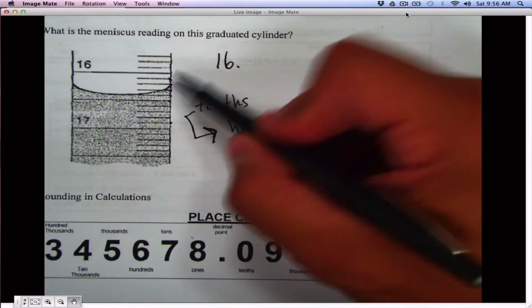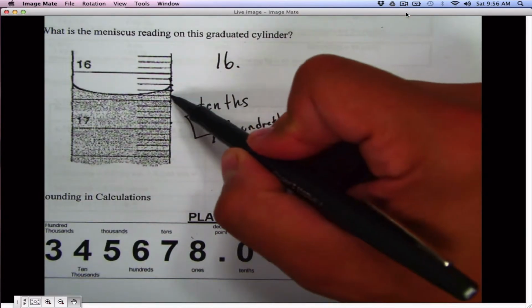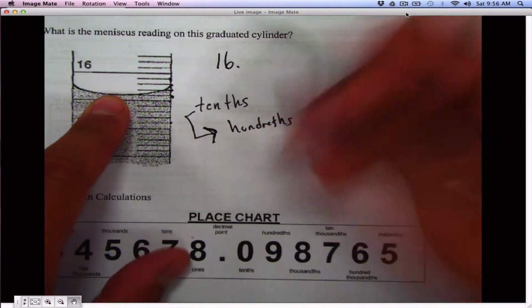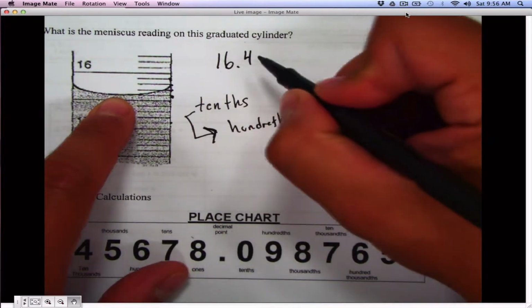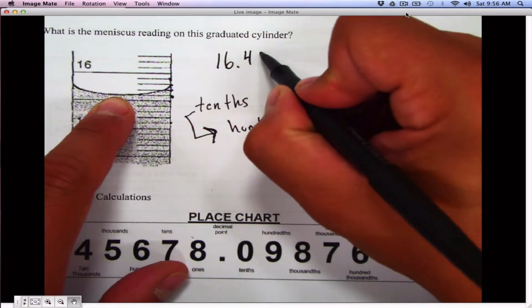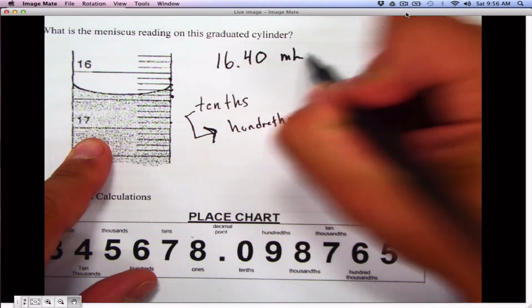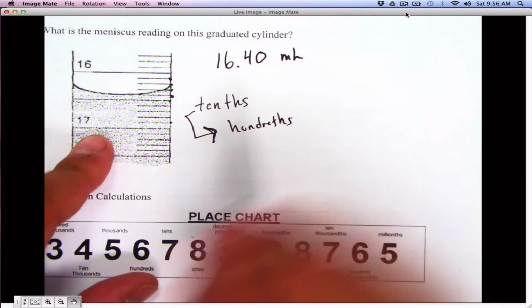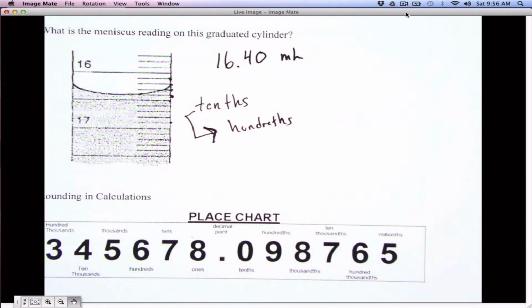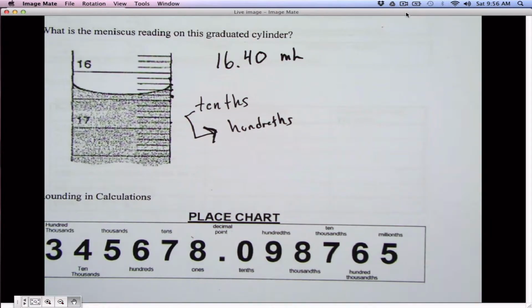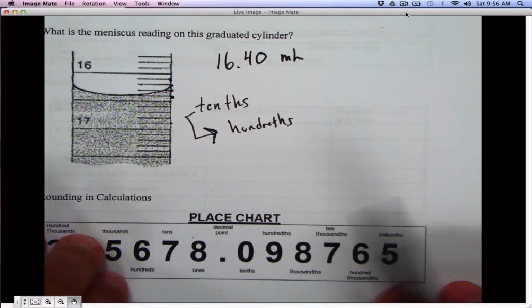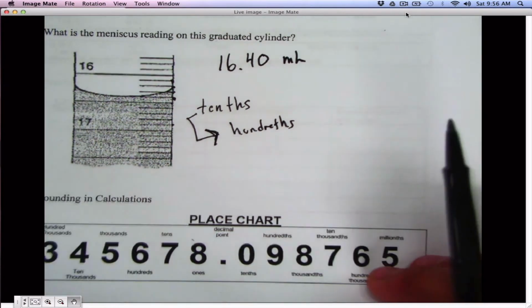So 16, we go 1, 2, 3, 4. The bottom meniscus is right here, so it's on 0.4. It looks like it's right on the line to me, so I'd say 16.40. All right. And usually graduated cylinders are measured in milliliters. So 16.40 would be an awesome measurement for this particular graduated cylinder. All right, so that's how you go one beyond the measurements that are given to you.